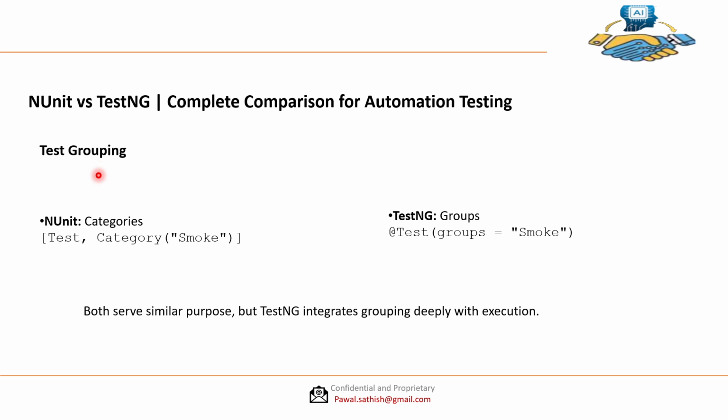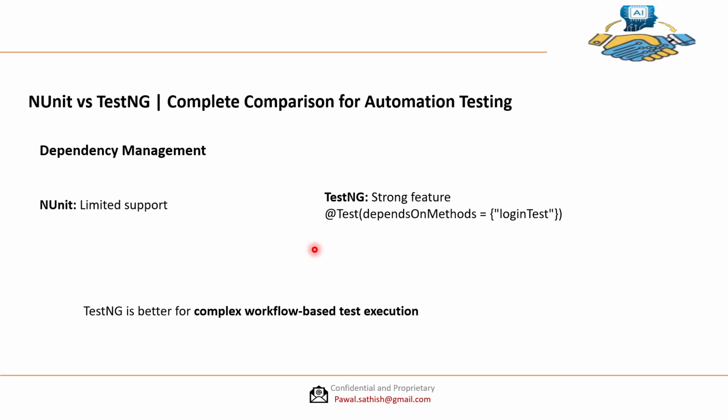Then coming to test grouping. In TestNG we have the groups annotation, whereas in NUnit we have Category. Both serve a similar purpose, but TestNG integrates grouping deeply with execution. Then coming to dependency management, in TestNG we have the dependsOnMethods annotation. For example, with this @Test, this method depends on the login test. If the login test executes, then only this test will execute; otherwise, this test will not execute. So for dependency management, TestNG is better for complex workflow-based test execution.